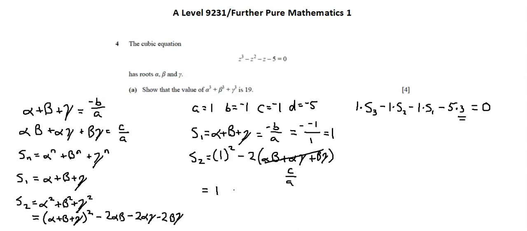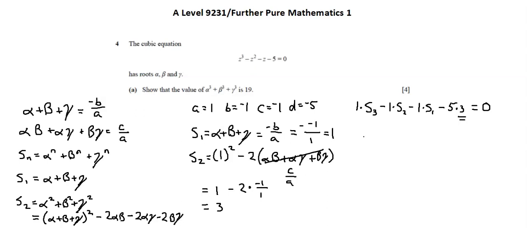1 squared is 1, minus 2 times c over a. Looking at the top of the middle section, c is negative 1 over a is 1, which simplifies to 1 minus 2 times negative 1, or 1 plus 2, is 3. And now we're ready to solve for s sub 3.